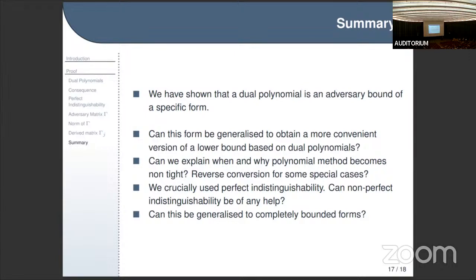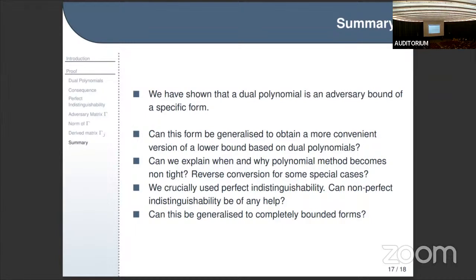Can this form be generalized to obtain a more convenient version of lower bound based on dual polynomials? This means, can we somehow generalize? We know that a dual polynomial is an adversary bound of a very specific form. Can we somehow relax this form and get a stronger lower bound technique? Can we explain when and why the polynomial method becomes non-tight?